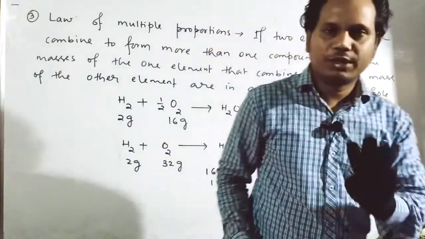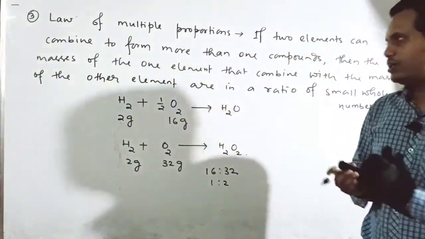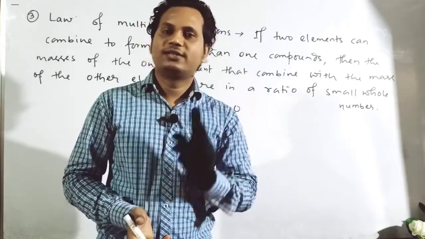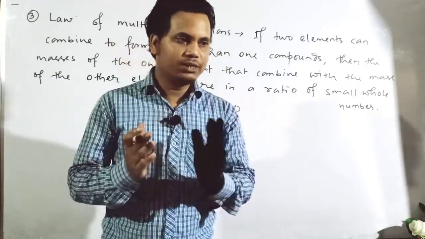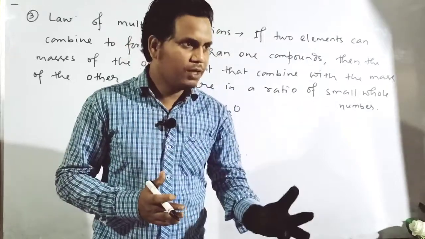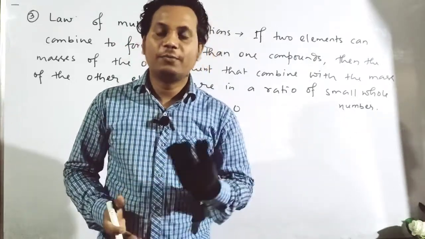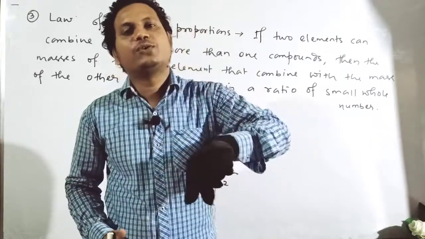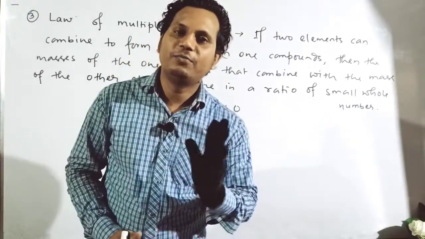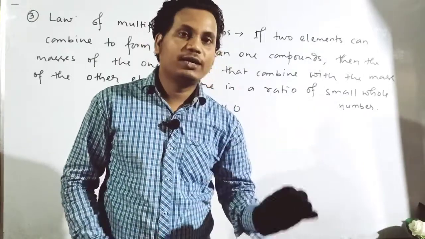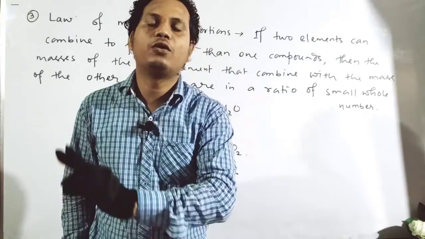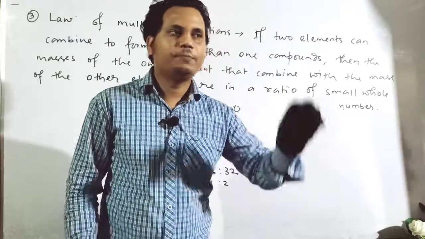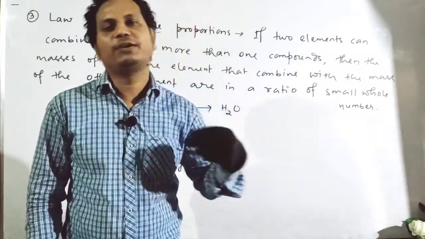So now we have got three laws. First, the law of conservation of mass: matter can neither be created nor destroyed. Second, the law of definite proportion: a given compound, whether of natural or artificial origin, always contains the same proportion of elements by mass. Whether the origin is natural or synthetic, the percentage of each element will be the same.